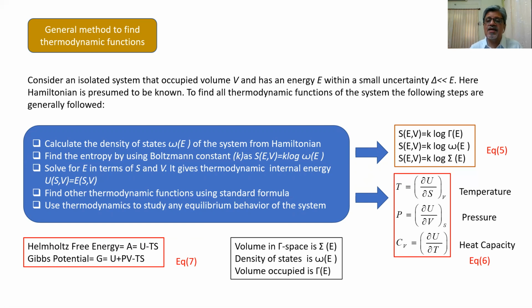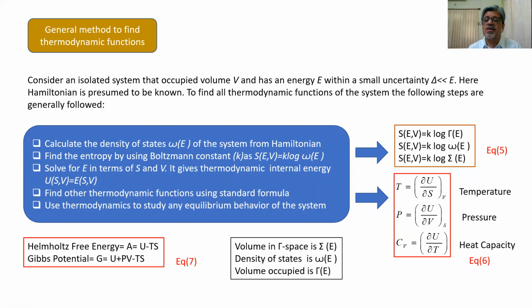And on the right-hand side in equation number 5, in a box, several functions are given. It can be calculated as S equals K log gamma E, then S equals K log omega E, S equals K log sigma E. And what these mean is again mentioned in the box at the bottom. Volume in gamma space is represented as sigma E. Density of states in gamma space is represented by omega E. And volume occupied in gamma space is again represented by gamma E.